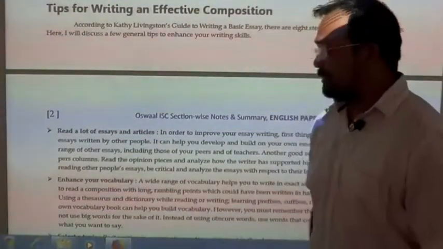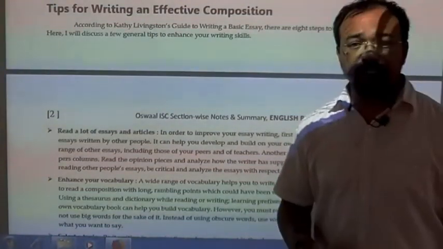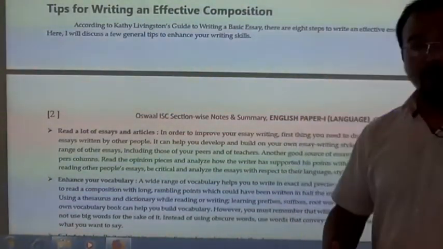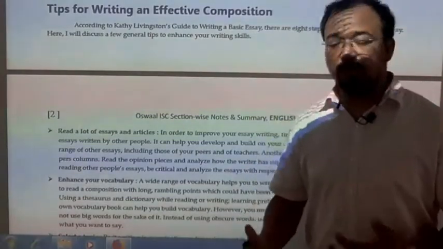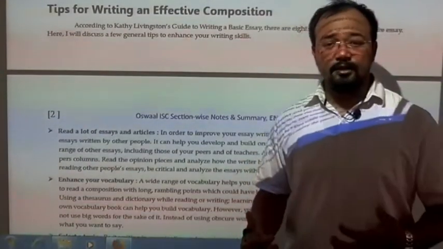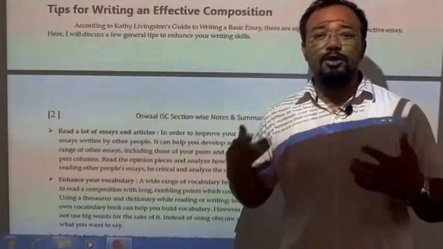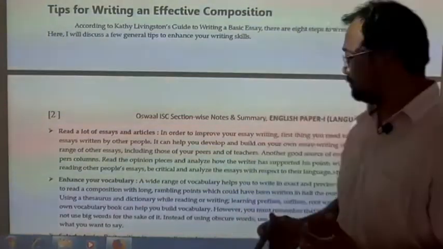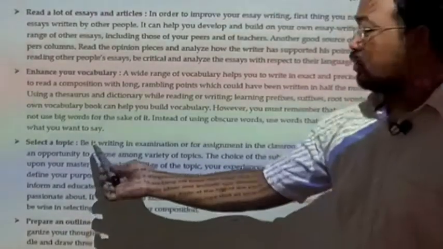Enhance your vocabulary. Vocabulary is a very important sector here. Without vocabulary you cannot raise a good term or good words in your essay, which the examiner would be looking for. Okay. Next one, select a topic.